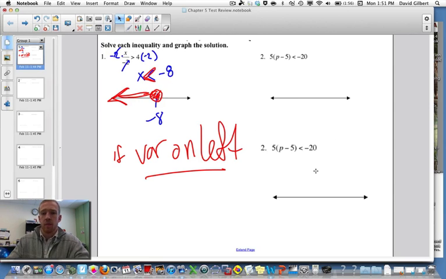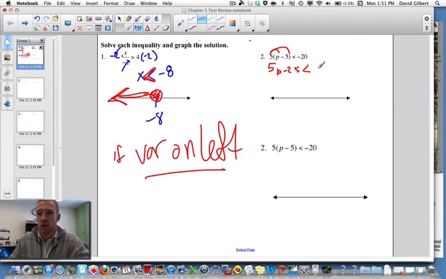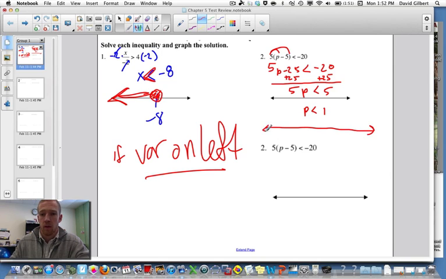Alright, so the first way is to distribute. That's probably your most instinctive way. You get 5p minus 25 is less than -20. Add 25 to both sides, and that gives you 5p is less than 5. Divide both sides by 5 and you get p is less than 1, which would give you an inequality of this. Start at 1, and you're going to want all the numbers, open circle, from here to the left.